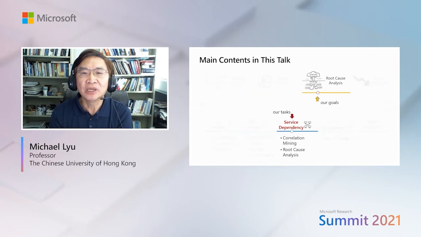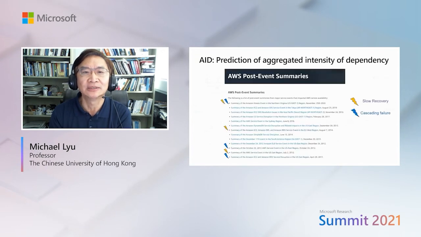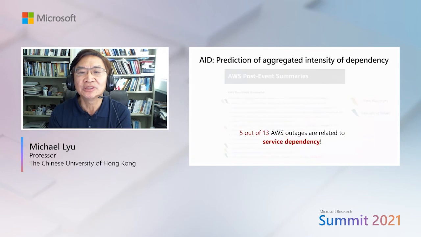With topology information, service dependency in the cloud allows root cause analysis. A production cloud may be built on multiple services. When a failure happens on a dependent service, cascading failures of other services may happen. Moreover, when performing recovery, an awareness of the service dependency may speed up the process. In public outages reported by AWS, we found that 5 out of 13 AWS outages are related to service dependency.